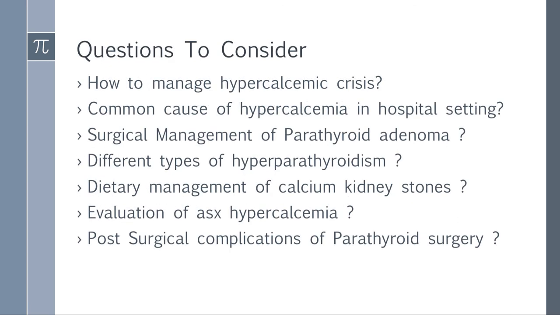All right, so that concludes our lecture. Hopefully you could go to the questions we're considering here and you could answer them. We just discussed how to manage hypercalcemic crisis. And then, what's the common cause of hypercalcemia in a hospital setting? It's a malignancy. Surgical management, if you take out the adenoma versus 3.5 glands, we go over and review that as well. Different types of hyperparathyroidism, calcium kidney stones. Remember, do not restrict calcium in those patients. Our treatment algorithm for hypercalcemic patients, and some of the complications such as neck hematoma and hypocalcemia.